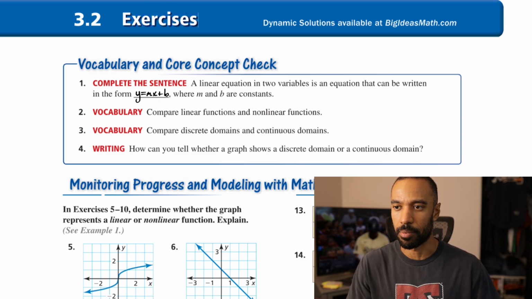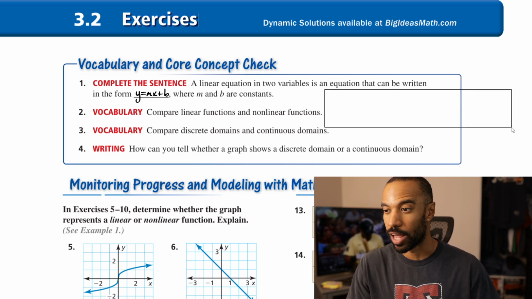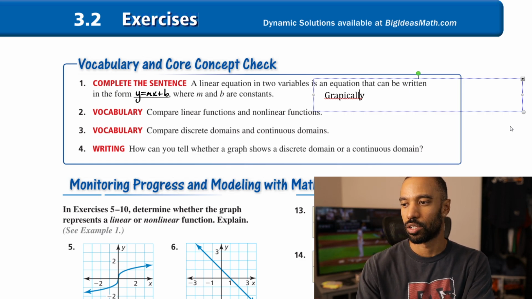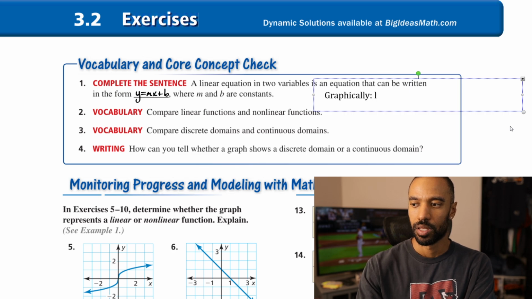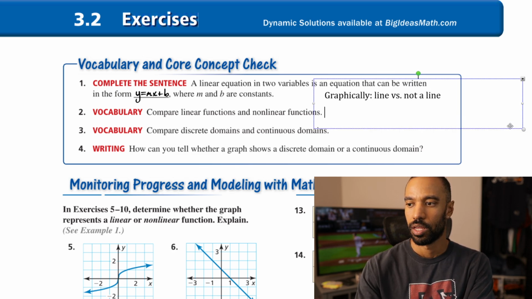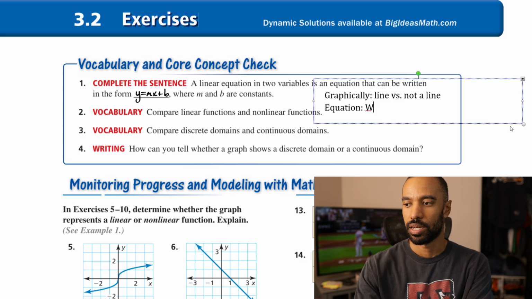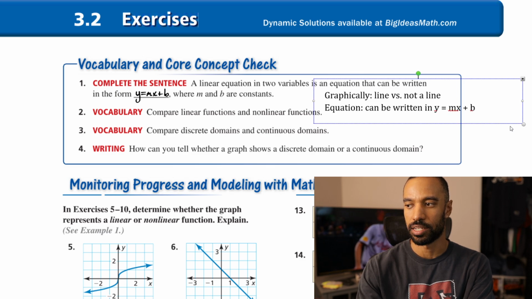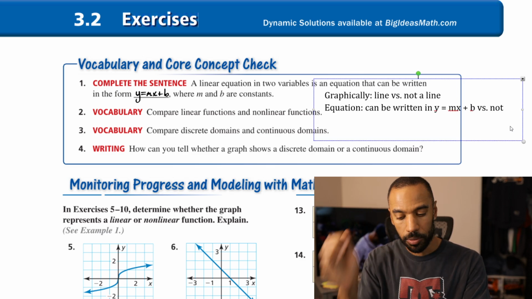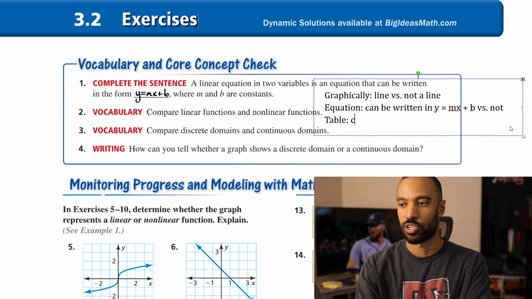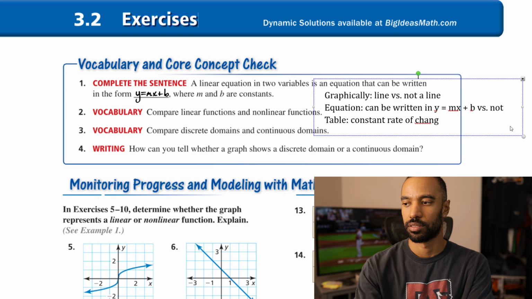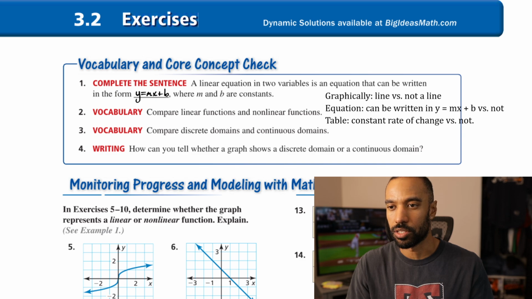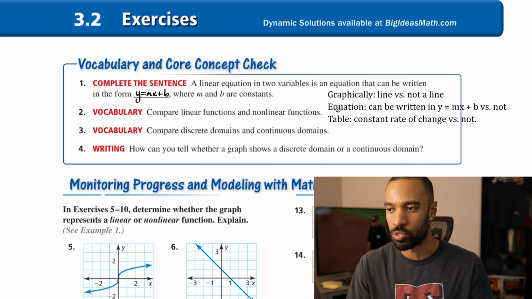Well, it depends on what you're talking about. Graphically, it's where you have a line, right? Graphically, line versus not a line. Equation, can be written in y equals mx plus b form versus not. Obviously, these are the Cliff Notes versions of them. Table, constant rate of change versus not. And table would also equate to ordered pairs in a list of ordered pairs if you had them written that way. Those are the 3 that I'm going to use there.